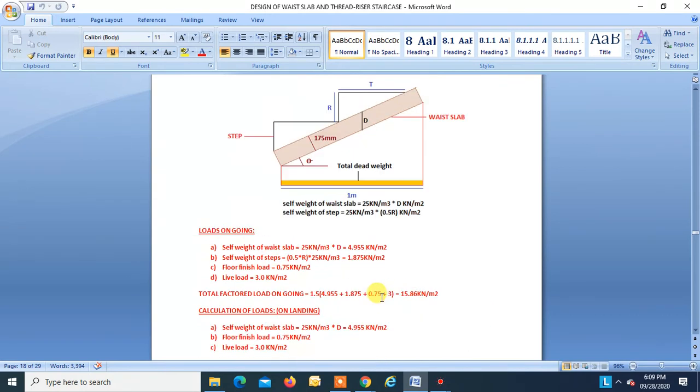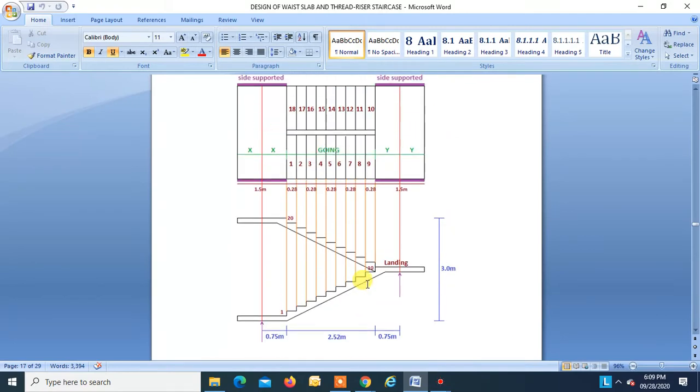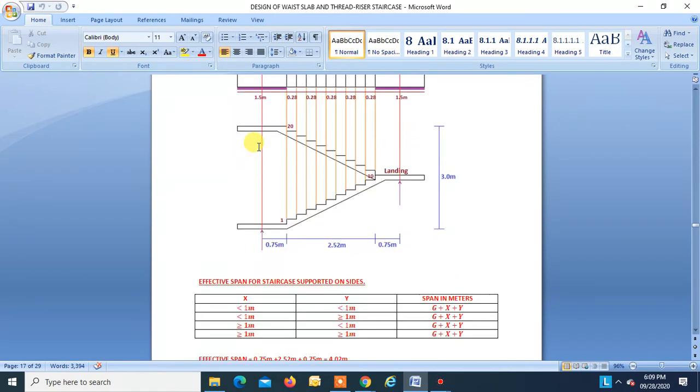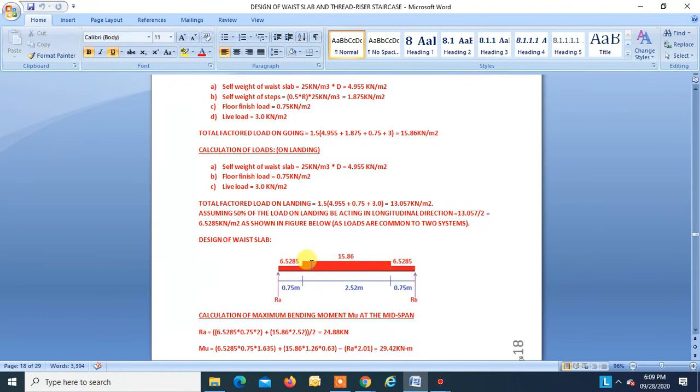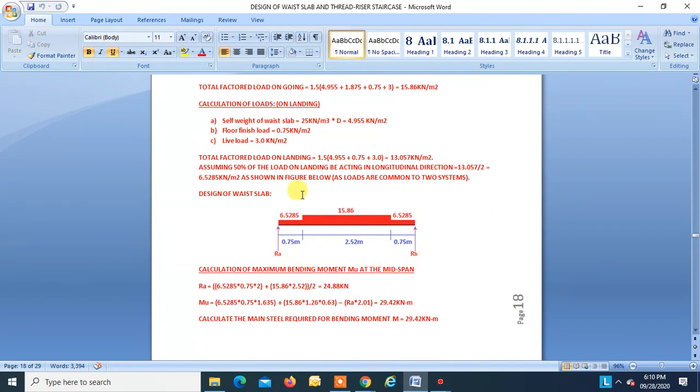Please remember, as I told you, that this part of landing, when we are designing the flight, spans in this direction. But when we will be designing the whole landing, then the landing will span in the other direction. So the loading to be taken in this area has to be half of the total load which we get for the landing. The total load on the landing which we get is 13.05, so we have to take half of that, which is equal to 6.52. So this is how we get the loading.